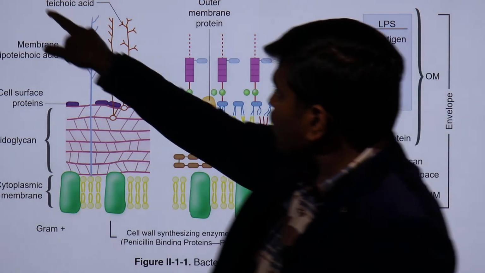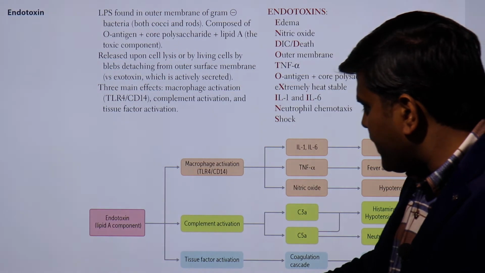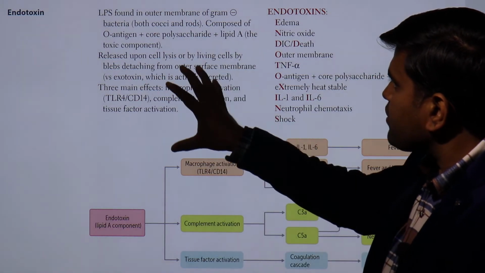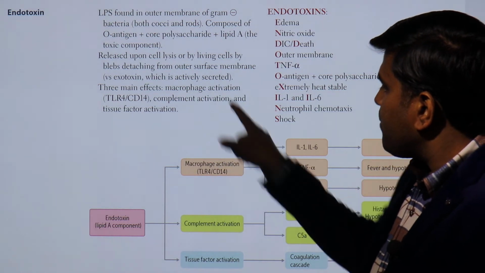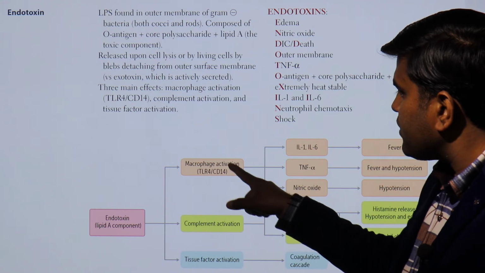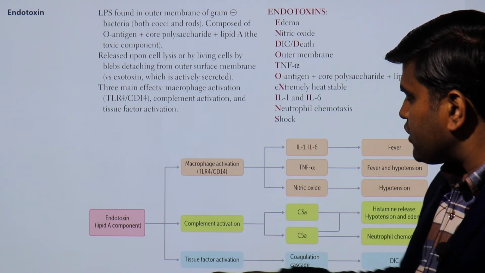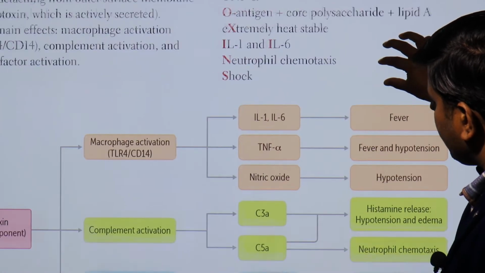So we are talking about this lipopolysaccharide, and coming to the mechanism of action, how this endotoxin develops the toxic shock. It has three main effects. Endotoxin, that is the lipid A component, causes macrophage activation. Then there is complement activation, and there is tissue factor activation. So different activations are going on.